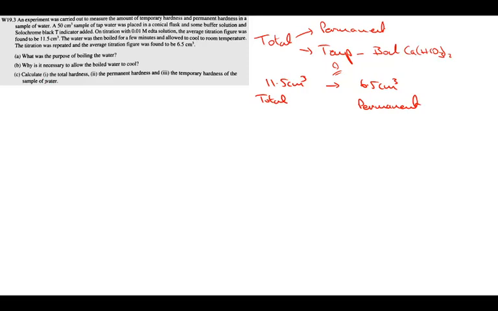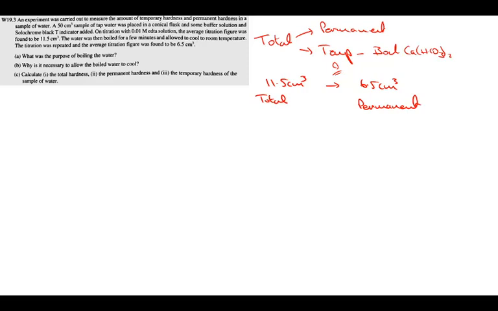So, part B. Why is it necessary to allow boiled water to cool? It seems like an unusual question, but if you think about it, when you heat anything, physics tells us that it expands. So therefore, if we're boiling water, the water at 100 degrees or 90 degrees has a greater volume than the water would have at room temperature. So therefore, if we were taking the water at a hot temperature, the volume would be incorrect. So we've got to allow it to fall to room temperature simply for the reason that we want the volume to be correct when we're doing our titration.